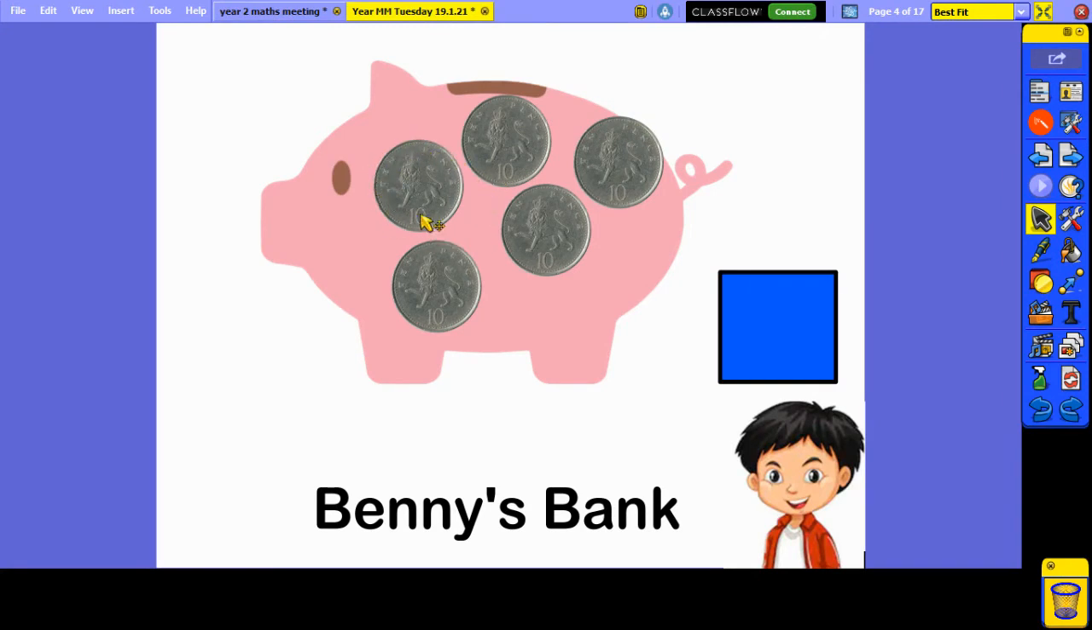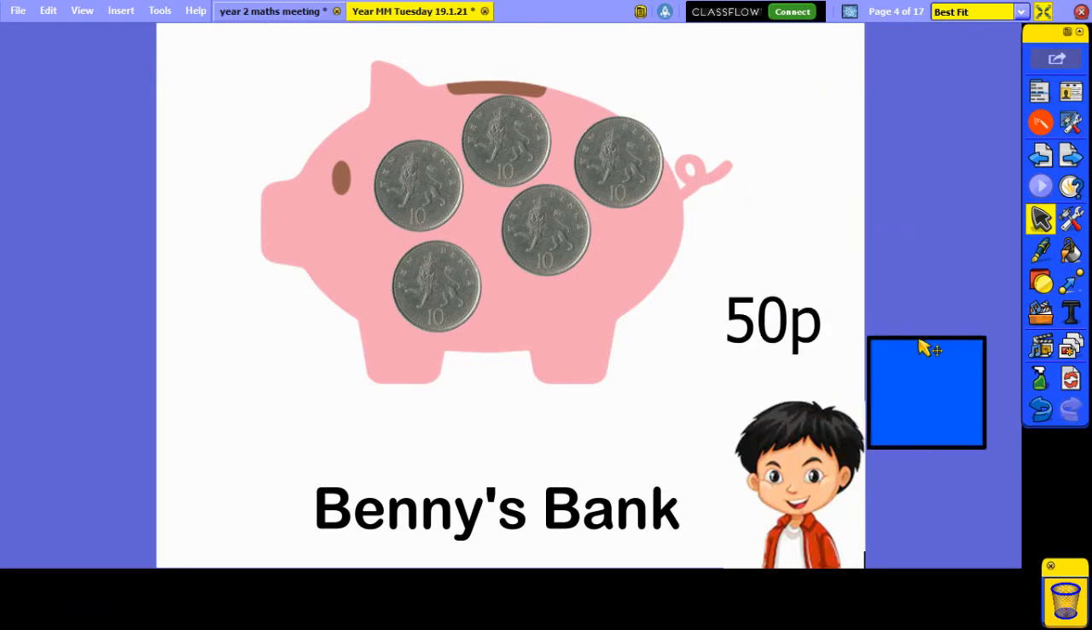What is the value of one of these coins? Correct, 10 pence. If one of these coins is worth 10 pence, how much money does Benny have altogether in his bank? Pause the video while you work it out and write it down. If one of these coins is worth 10 pence, then I can just count in tens. 10, 20, 30, 40, 50. He's got 5 tens equal to 50 pence. Don't forget you need to write the P after to show that it's pence.